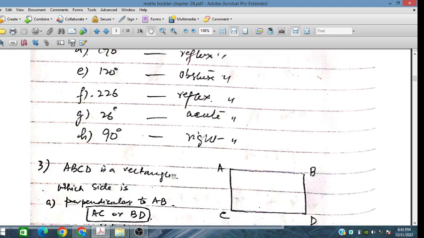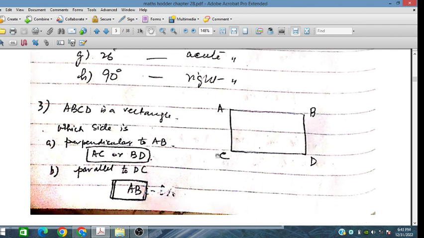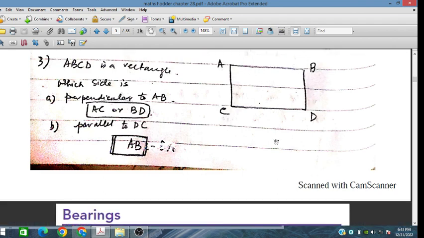If ABCD is a rectangle, which side is perpendicular to AB? AC and BD are both perpendicular. This is also perpendicular, and this is also perpendicular in the rectangle case. Parallel to DC is this AB, or BA.